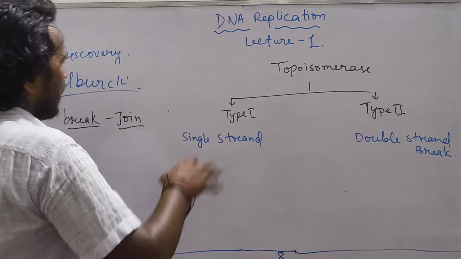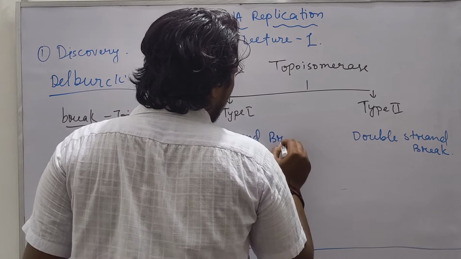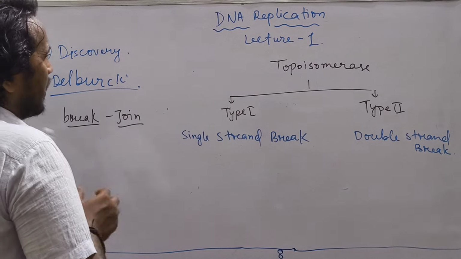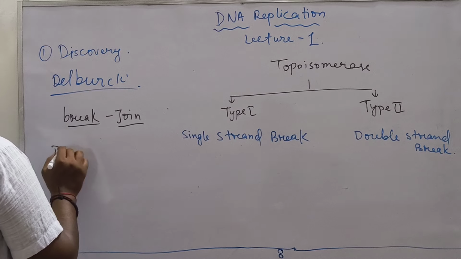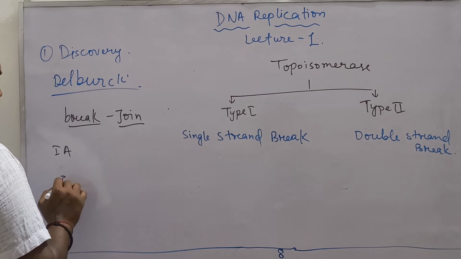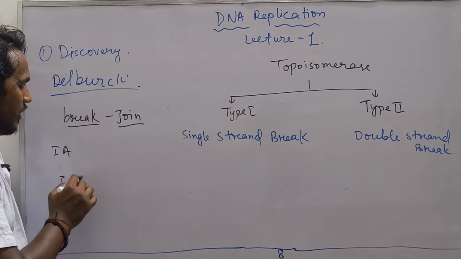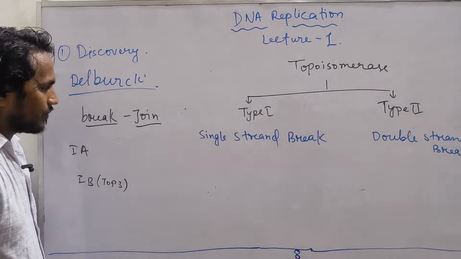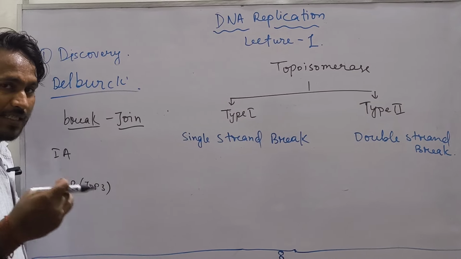Now type 1 is giving you the single strand break, and type 2 is giving you the double strand break. In type 1, 1A is one type and 1B is another type. 1B is the mostly popular enzyme in DNA replication. In eukaryotes, you will find Top3 as the common DNA topoisomerase. Mostly topoisomerases are meant for unwinding and relaxing the DNA strand.